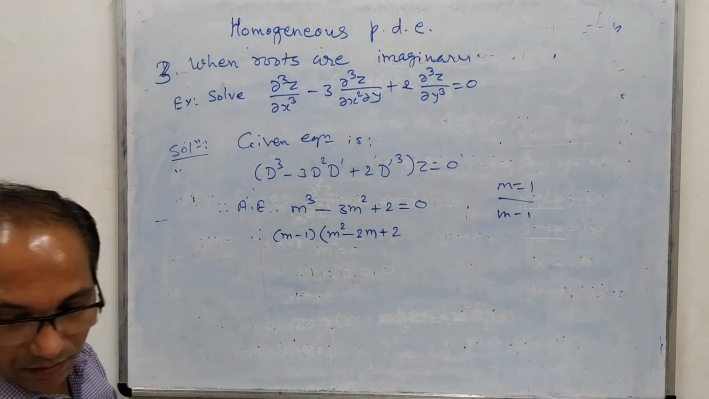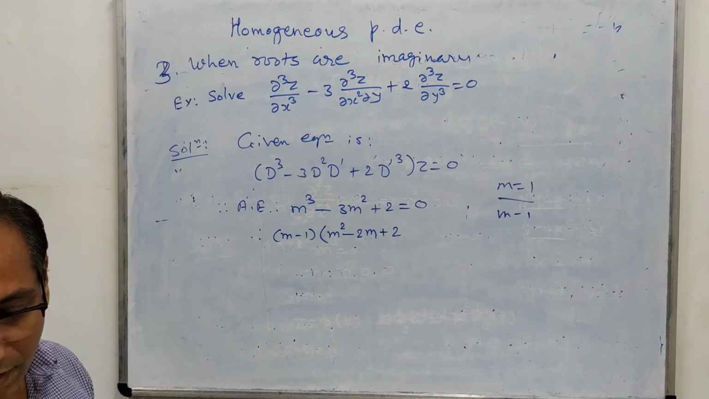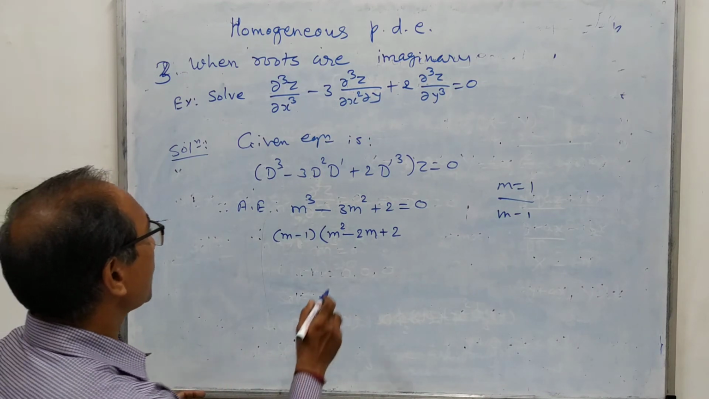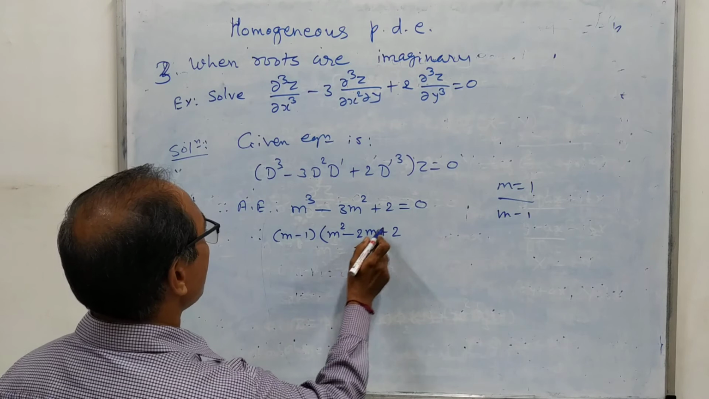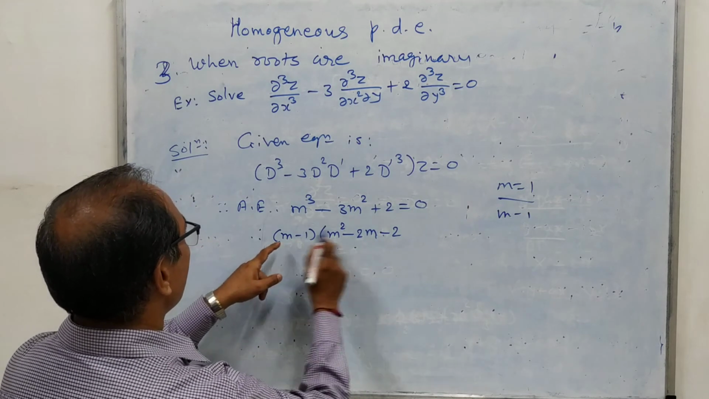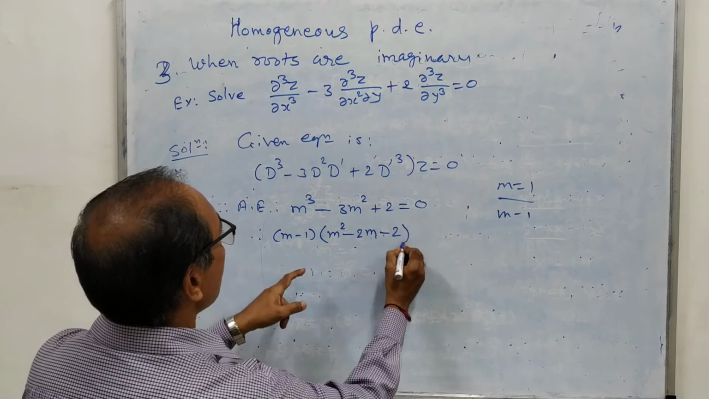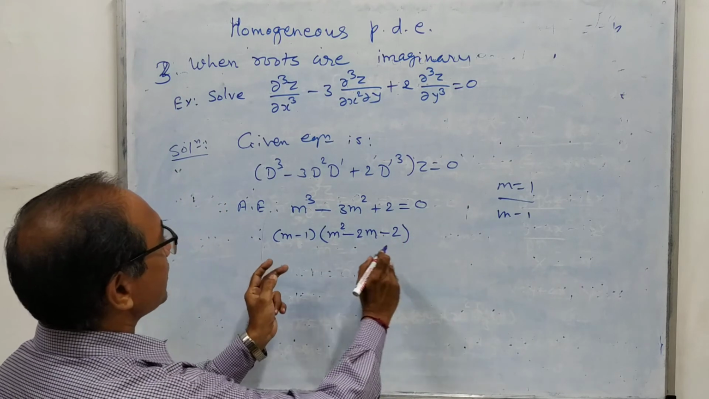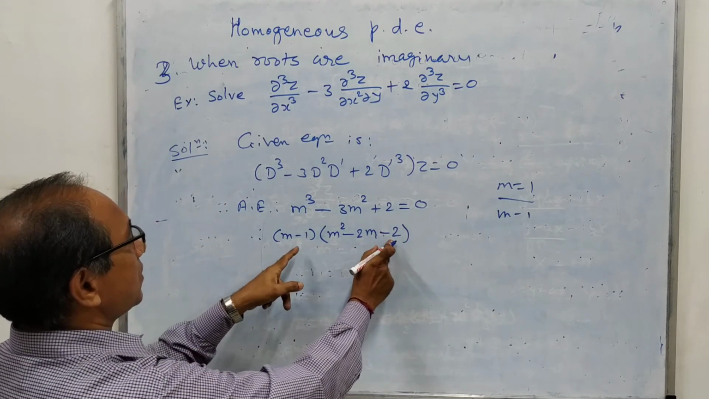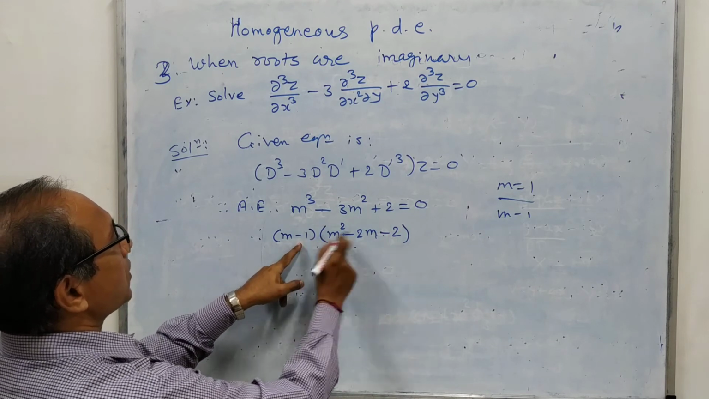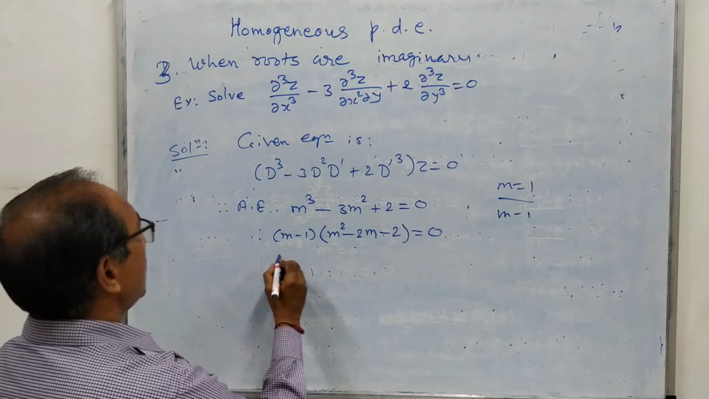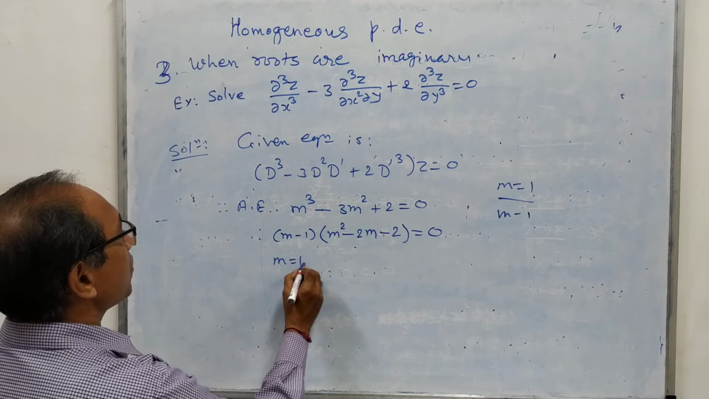Sorry, here it is m² − 2m. Minus 2m gives plus 2m, so here we need to put −2. Yes, so −2m and plus 2m gives 0. So plus 2, because whenever we factorize, the last term must come over here. So it is over. The quadratic factor is m² − 2m − 2, and m = 1 is a root from this.